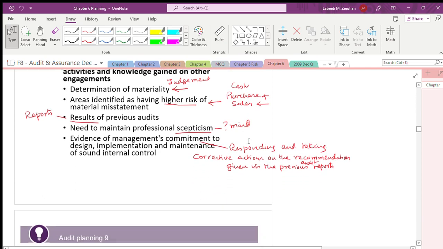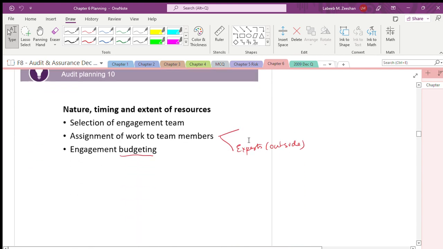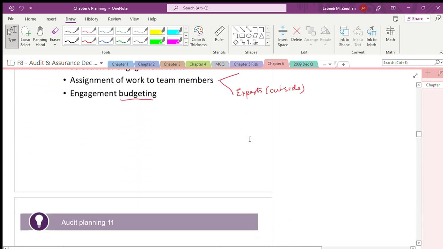Management commitment, is it right? Volume of transactions, we are getting enough understanding of the entity, is it right? Understanding the entity, that's what.